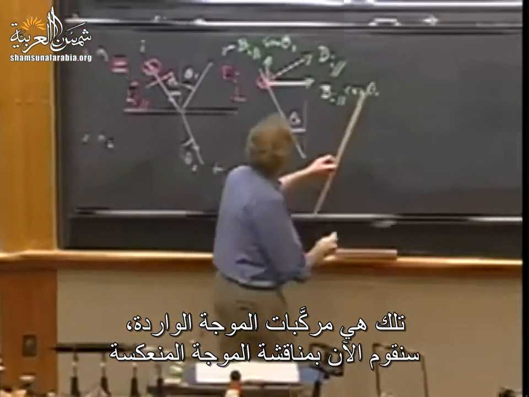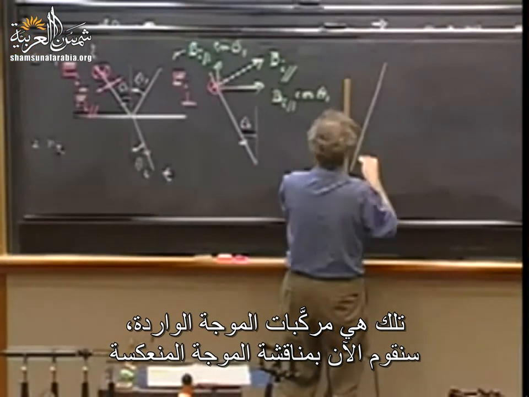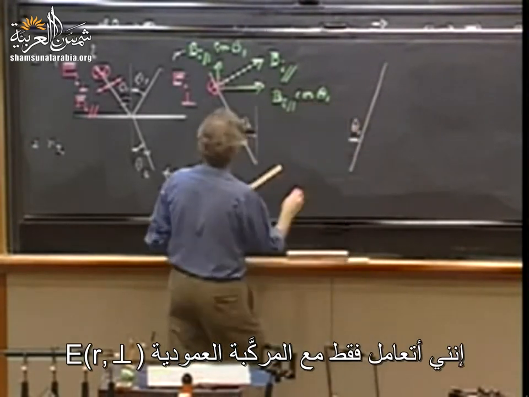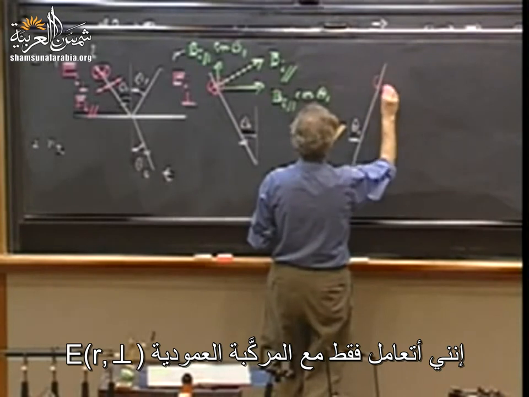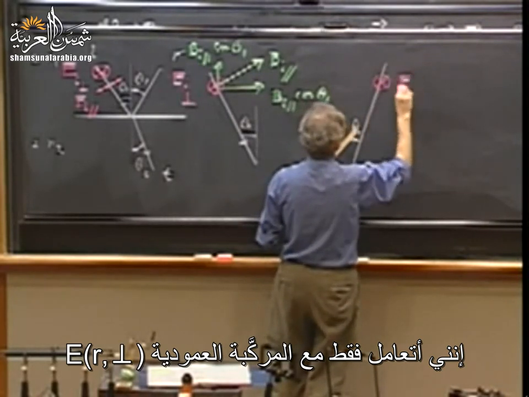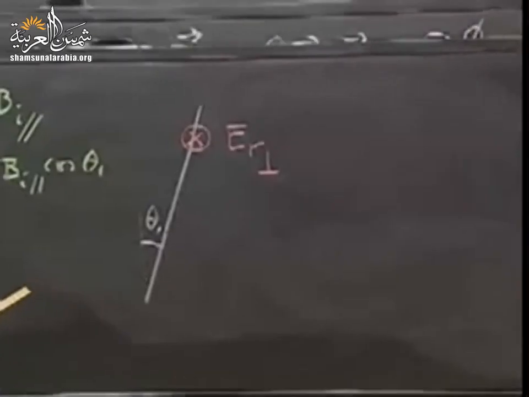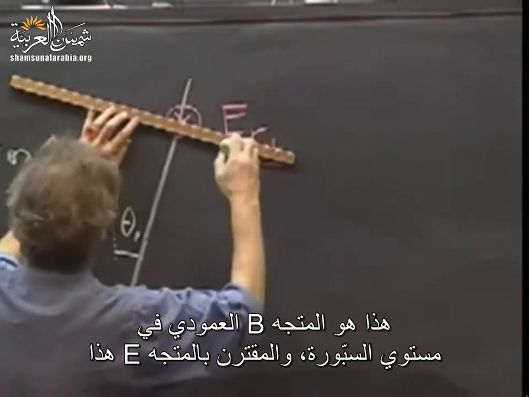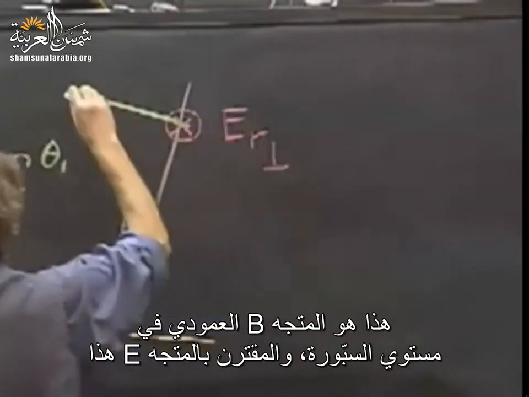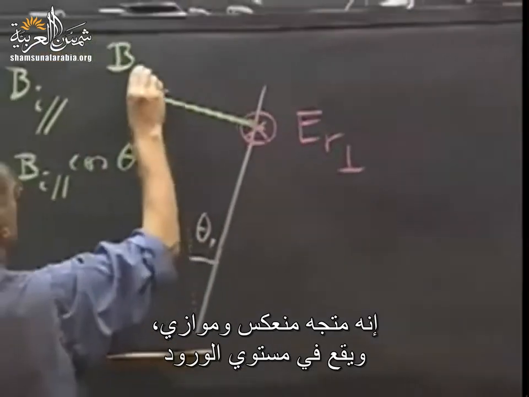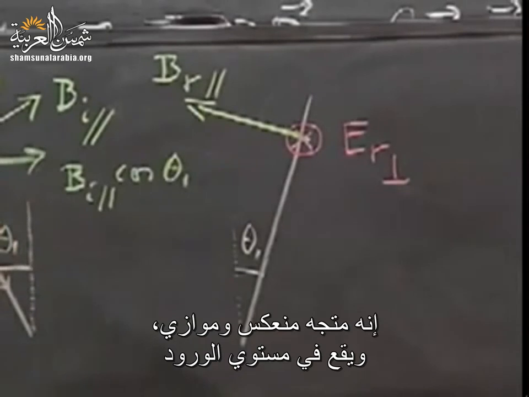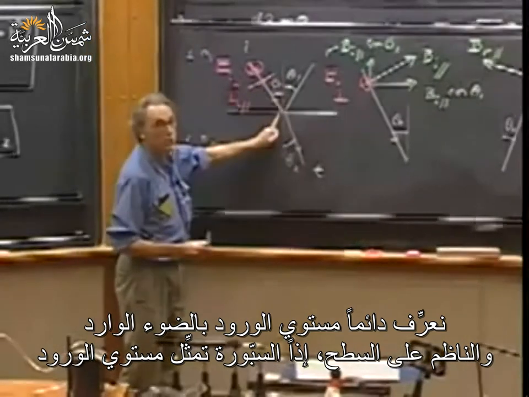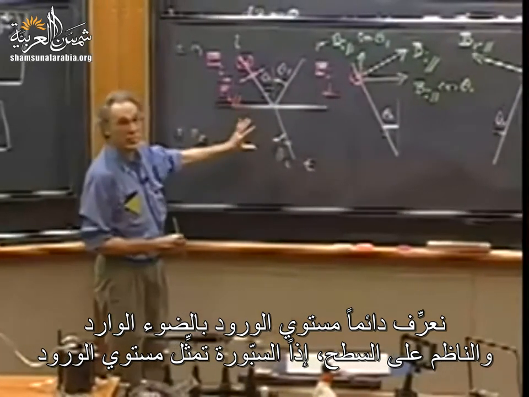So now we'll do the reflected stuff. Again, this angle is theta 1. And I'm only dealing with the perpendicular component. So here is that perpendicular component. That is E reflected perpendicular. Now I want to know the B vector with which it's married. This is the B vector, in the blackboard, that is associated with that E vector. So it is B reflected, but it is parallel. It's in the plane of incidence. The plane of incidence is always defined as the incident light and the normal to the surface. So the blackboard is what we call the plane of incidence.